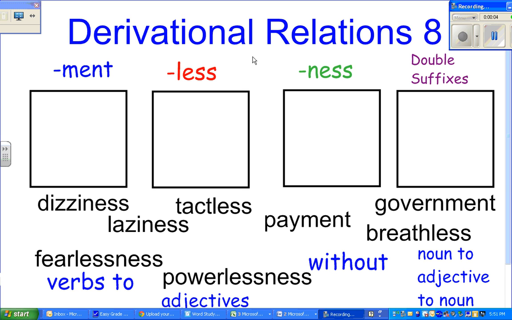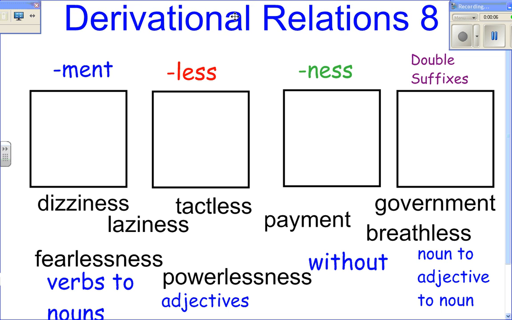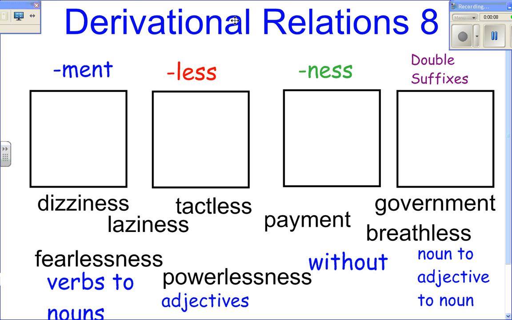This is the lesson for the derivational relations, sort 8. Make sure that is the sort that you are working with this week. And for the derivational relations, sort 8, you have 3 headings and then another category that we're going to call double suffixes. And you don't have a card for this category, but you can make one if you'd like. Or you can just remember that there's a 4th category.